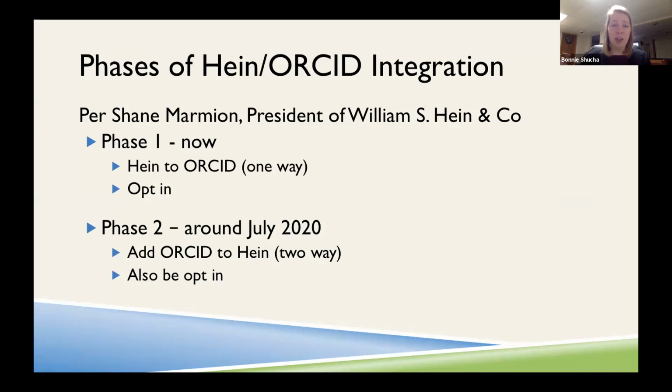But I think phase two is what I'm particularly excited about. According to Shane, in the next couple of months, maybe around July, there's going to be a two-way street, which means that the content about the scholarship in an author's ORCID profile will now be able to be pulled into Hein. Both of those things are going to be opt-in. So all of that multidisciplinary material that hasn't been in Hein before, if you take the time to curate your ORCID profile, you're going to be able to pull all that content into HeinOnline, which I think is super exciting.